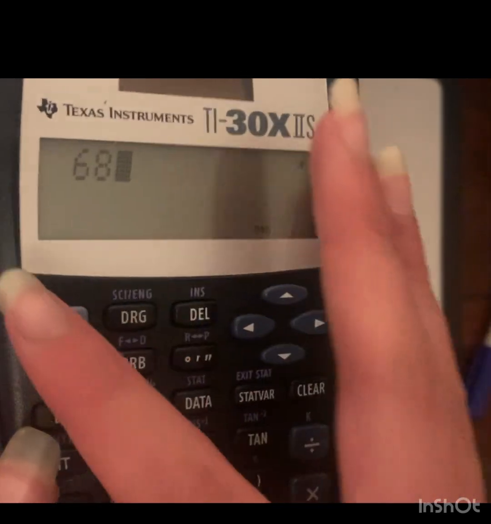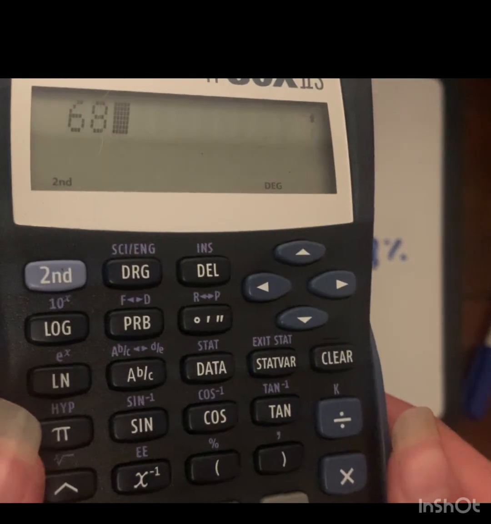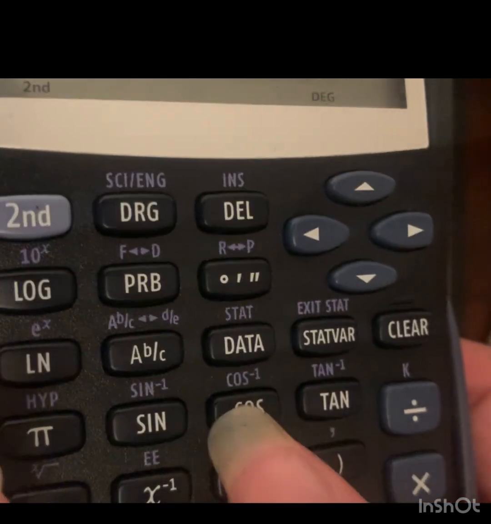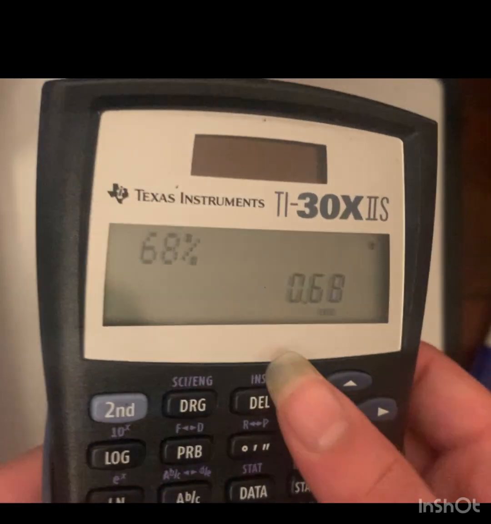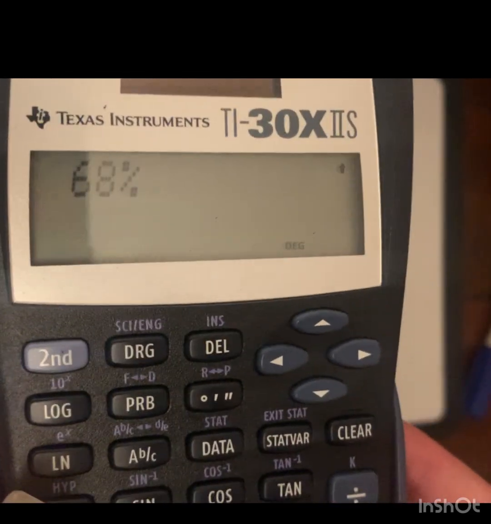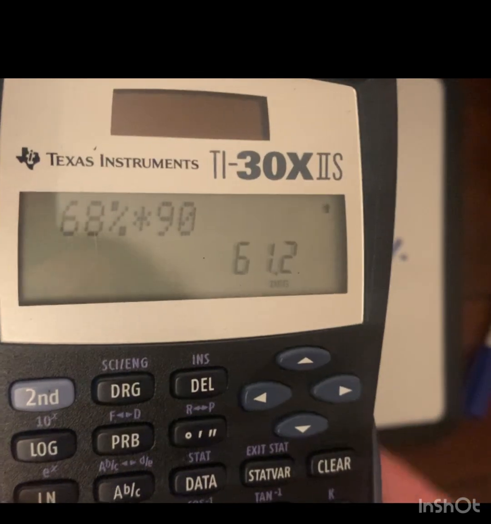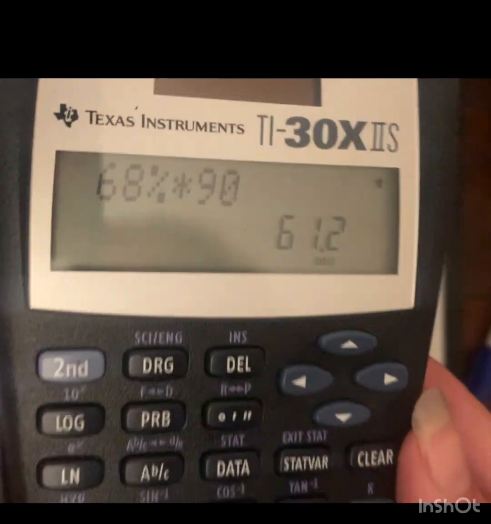Okay, now if you want to do percentages, you would just put the number, like 68, and then you'd hit second and the first parentheses, and that would give you the percentage symbol and give you the solution. And if you want to multiply percentages, then you can just multiply by the number.